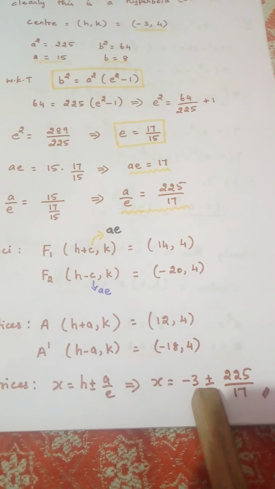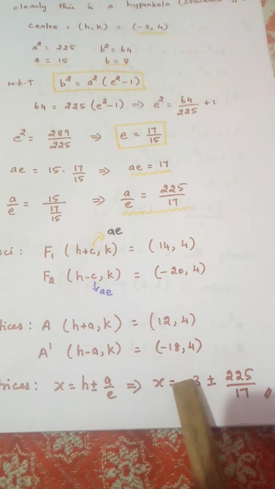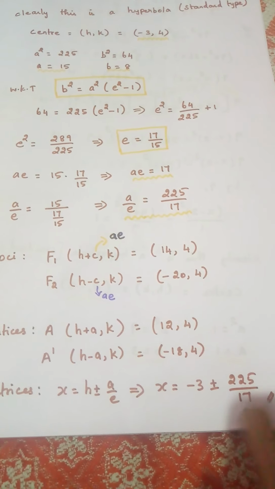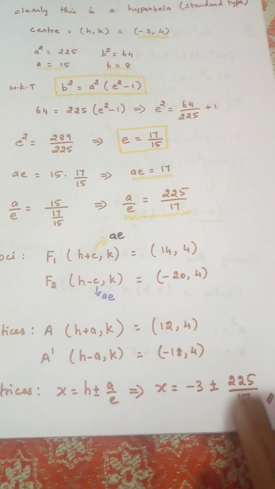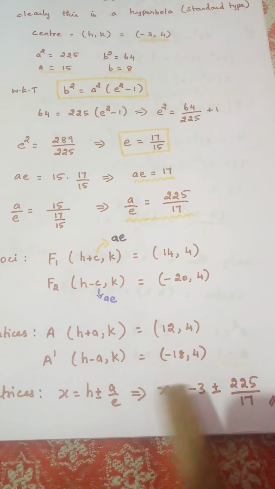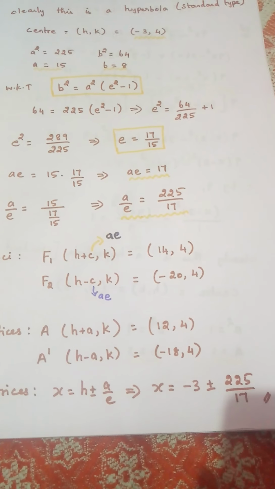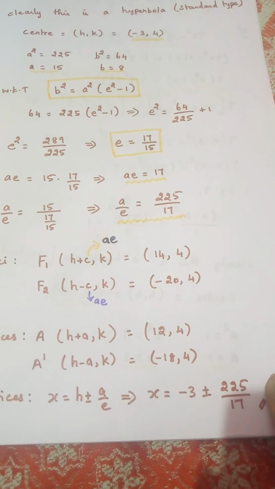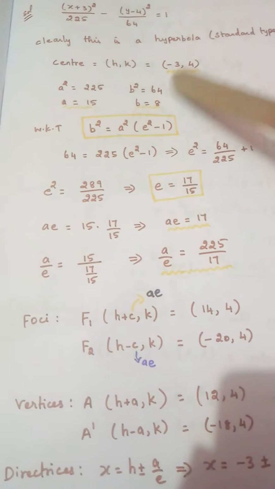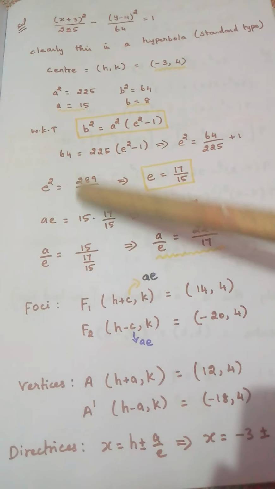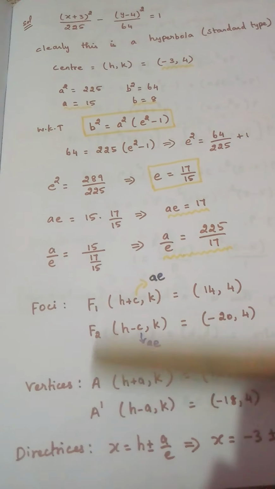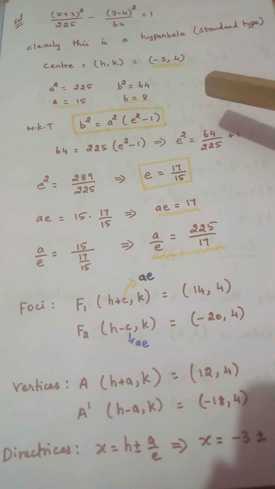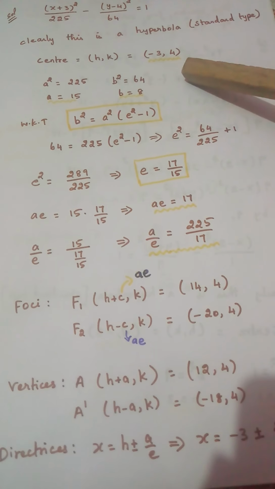Can we get two values here? Definitely yes, because the plus or minus symbol is here. One is minus 3 plus 225 by 17. Another one is minus 3 minus 225 by 17. You can even write those separately and simplify, or you can stop here itself, because this is clear, we are having two values here. So I hope you have understood. It's almost the same type of problem we saw in ellipse also. For hyperbola also the same procedure. Only you should know the formulas. If you know the formulas thoroughly, almost all the problems are of the same type.